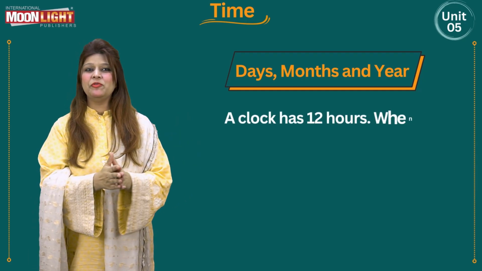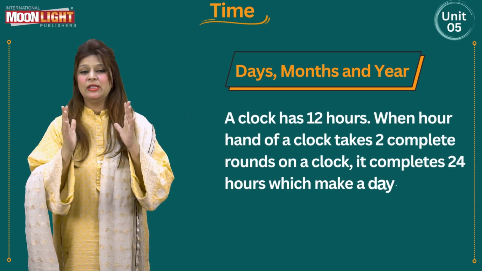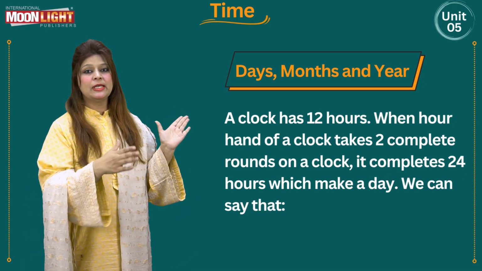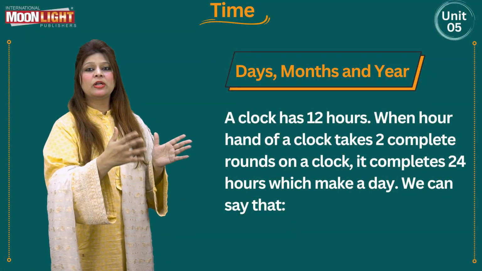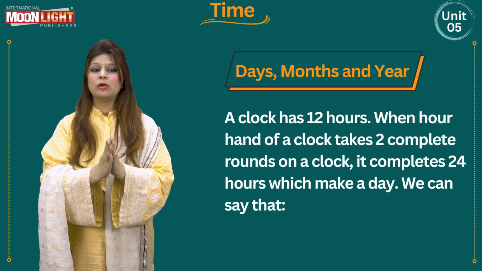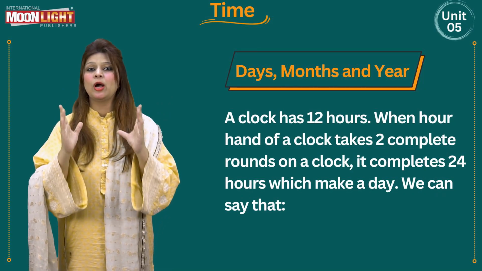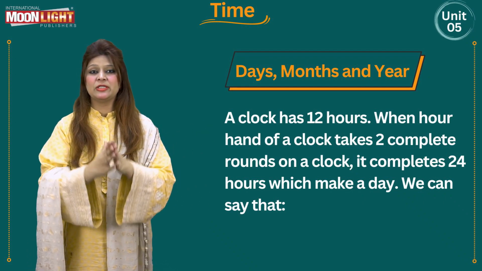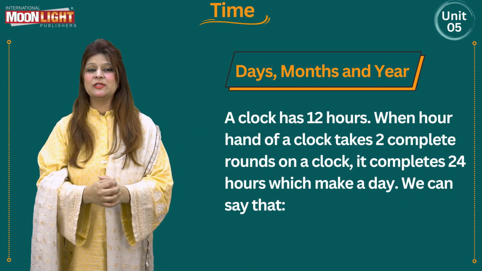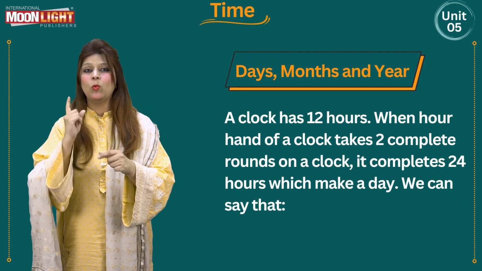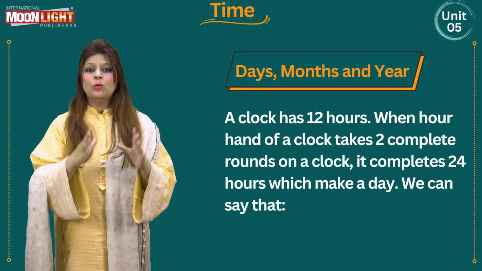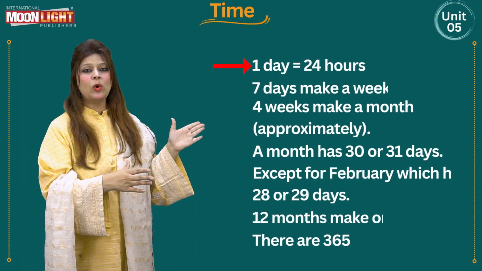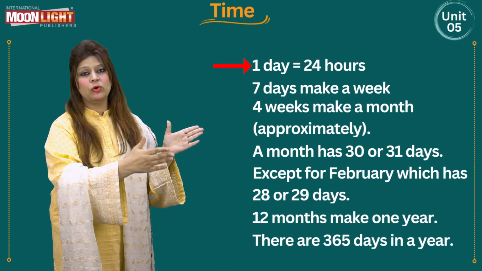So here we go. We have a clock. You know that on that clock we have 12 hours. When the hand of a clock takes 2 complete rounds, it completes 24 hours, which we have already studied in our previous lectures. And 24 hours make one day. So we can say that one day is equal to 24 hours.